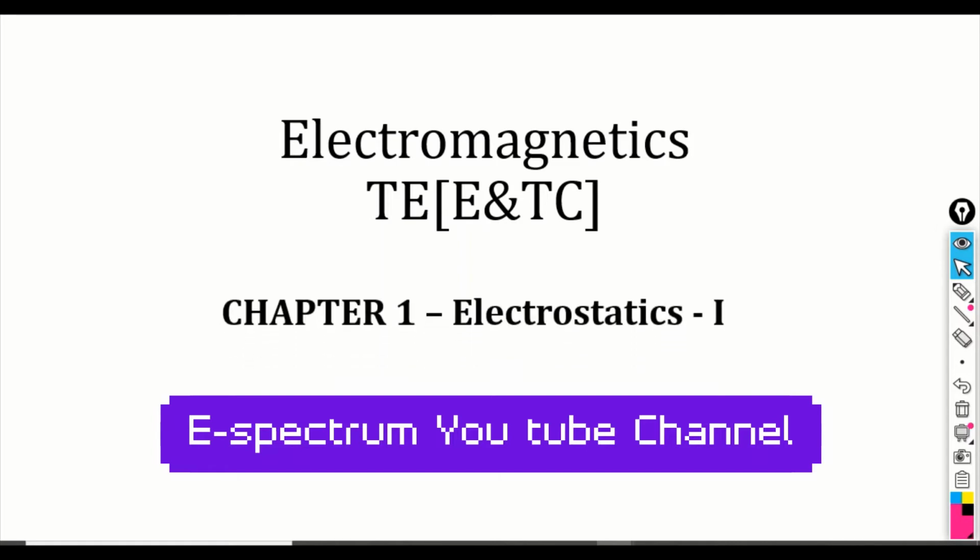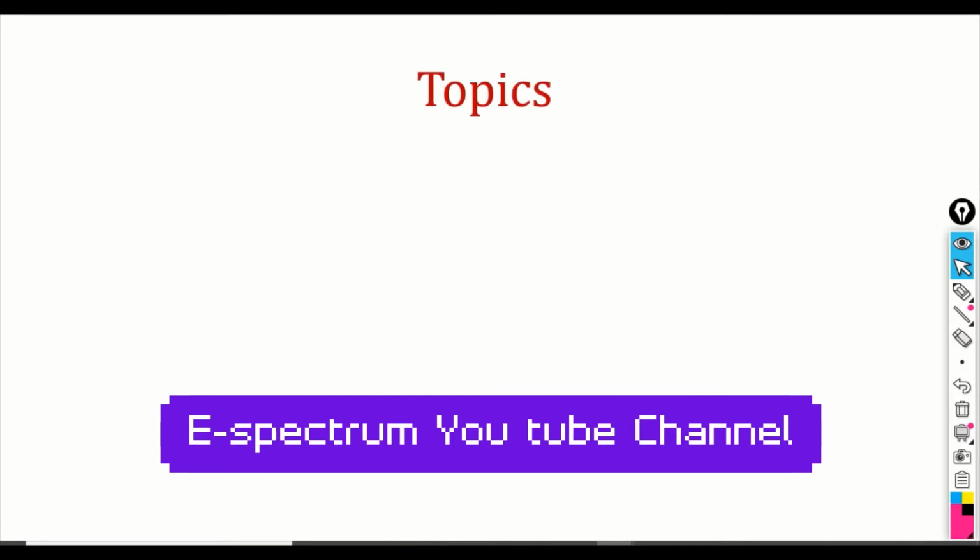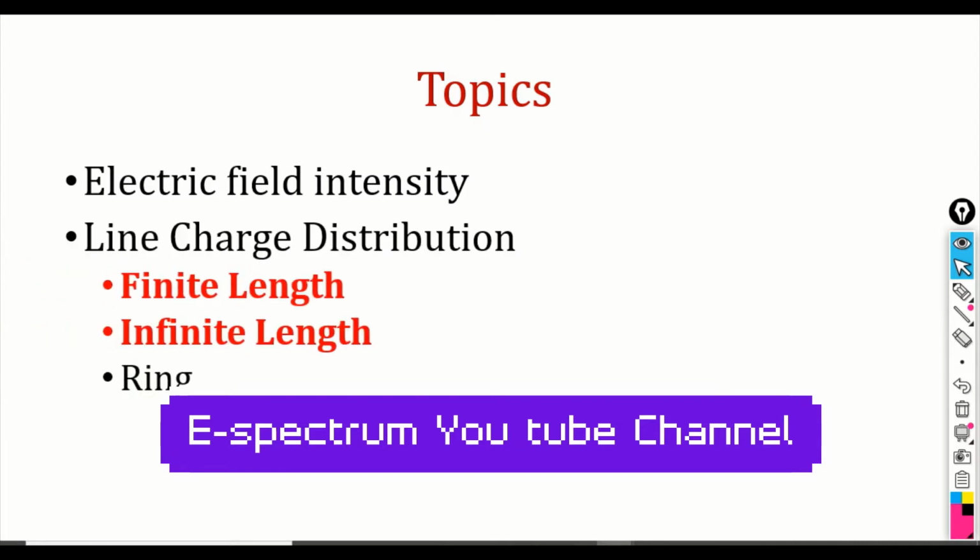This is our chapter number 1 that we are discussing, and today we will be discussing the electric field intensity for continuous line charge distribution. Under the continuous line charge distribution, we will be considering today the line charge distribution and the electric field intensity derivations in case of line charge distribution. The line charge distribution is categorized again into three types: finite length, infinite length, and ring type of distribution. In this discussion, we will cover the first two cases, finite length and infinite length.